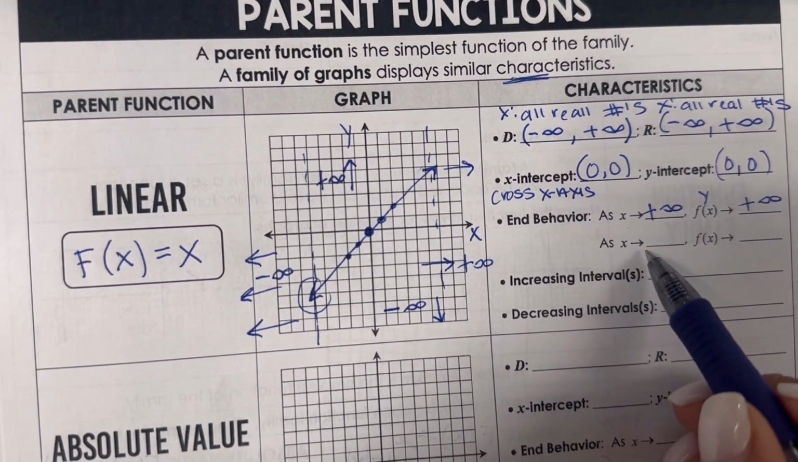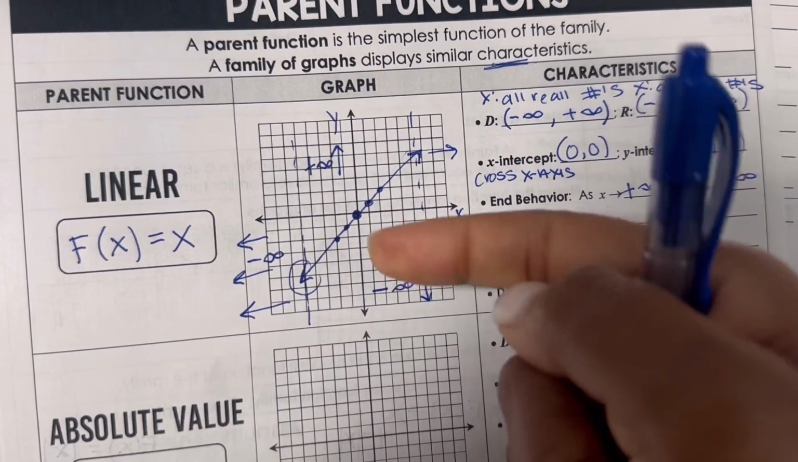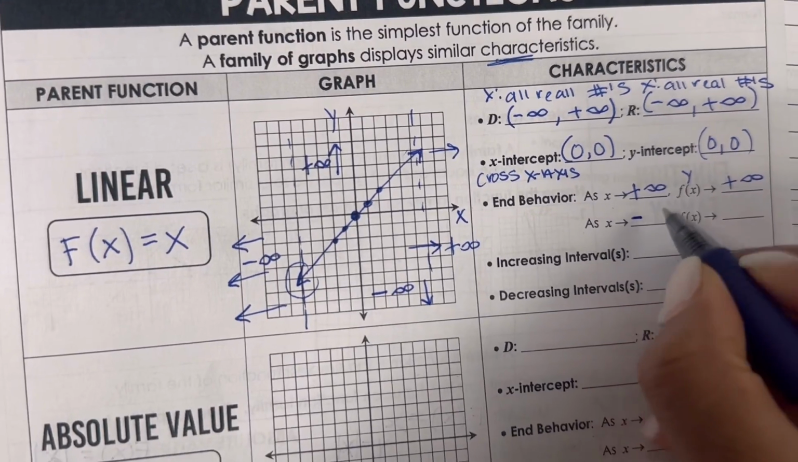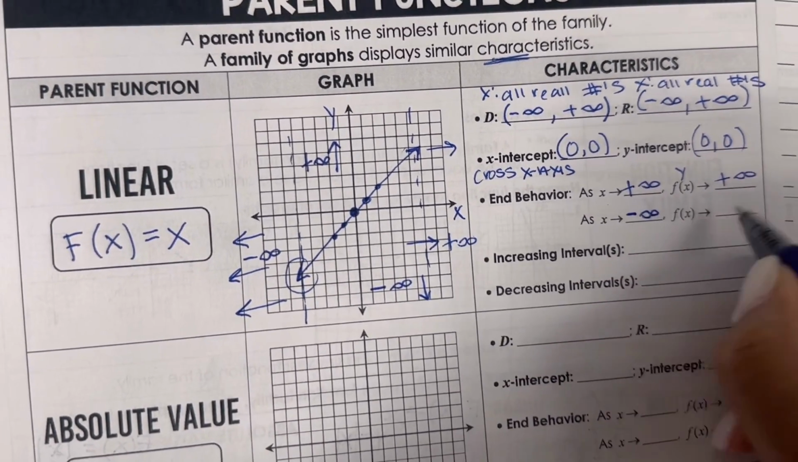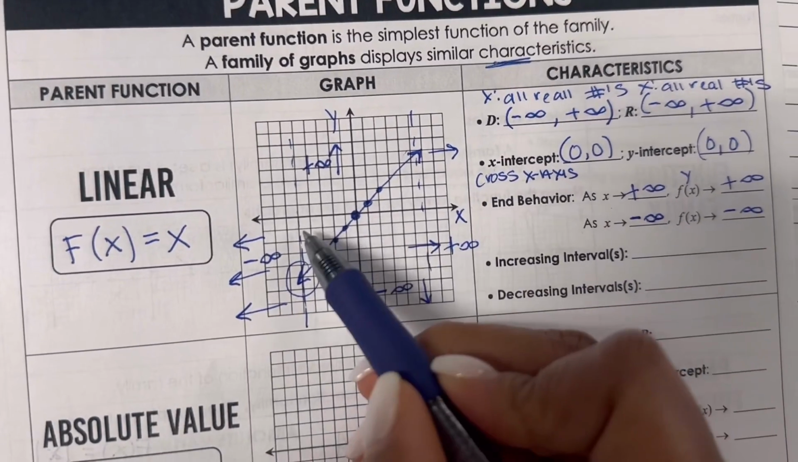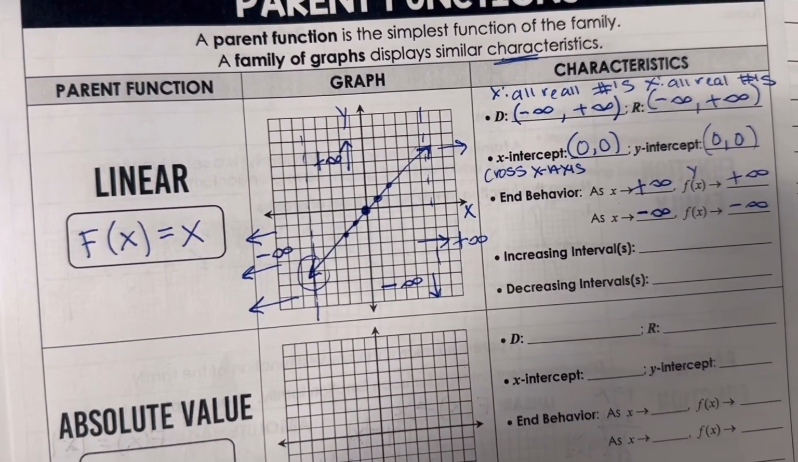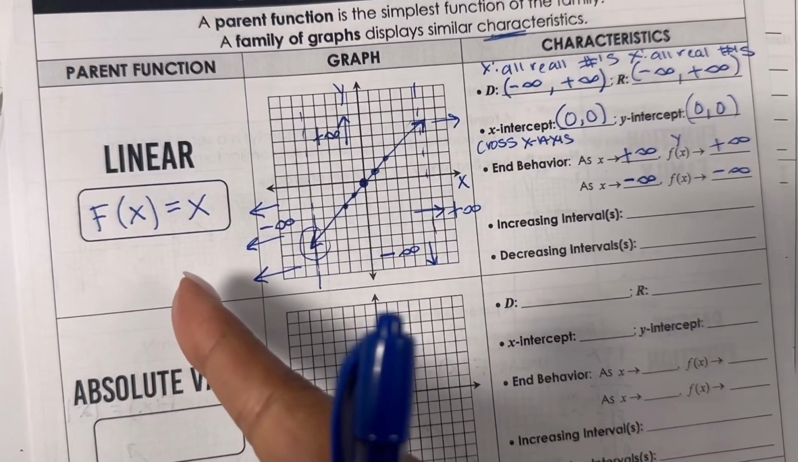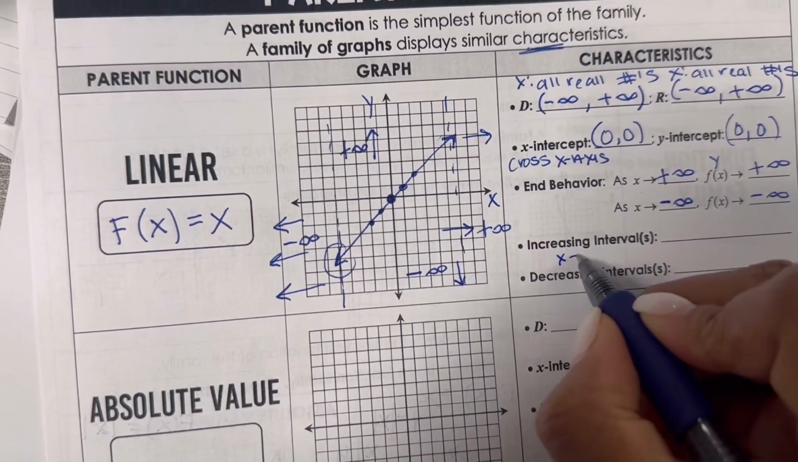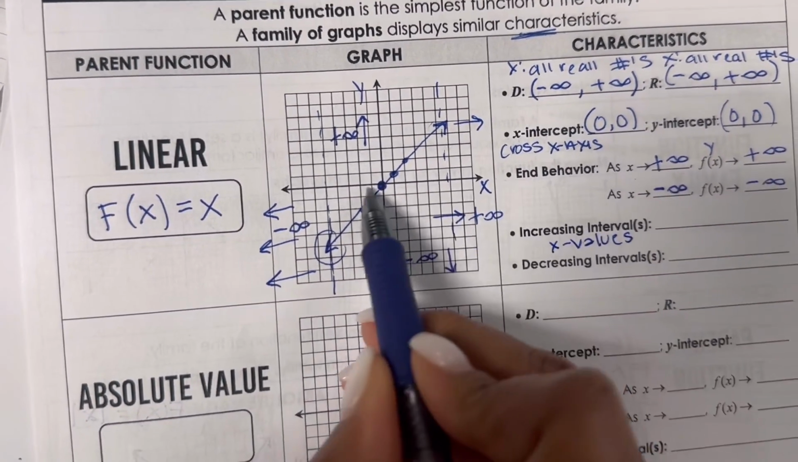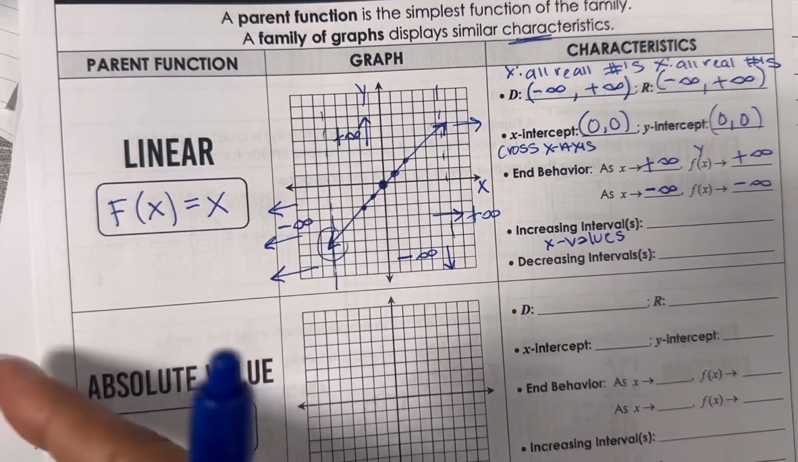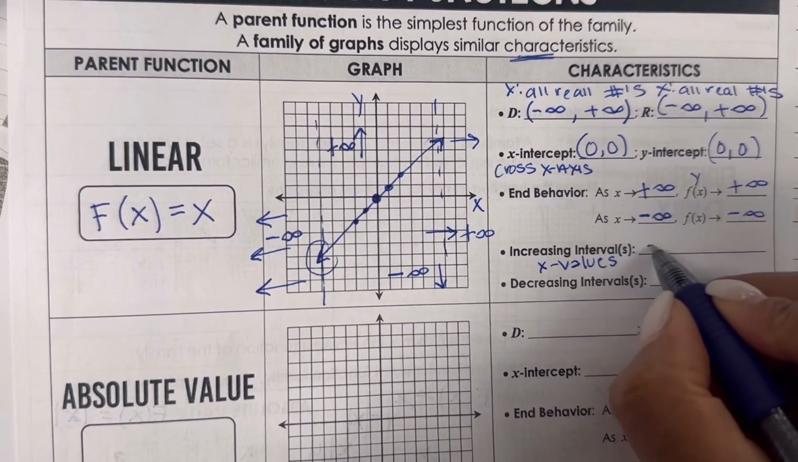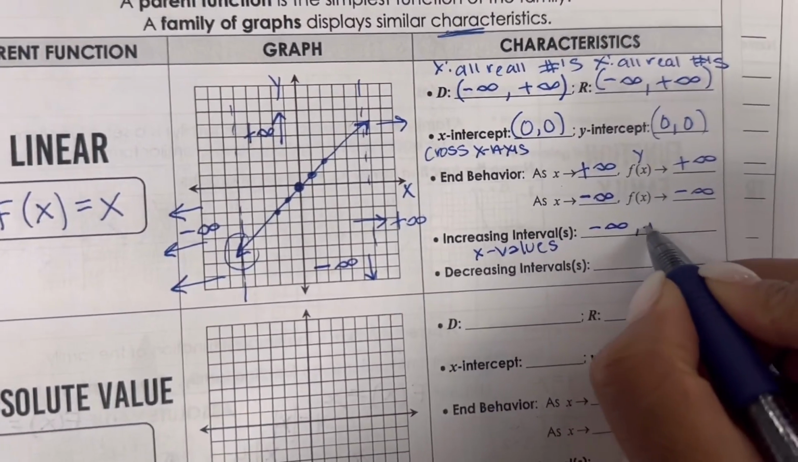And then as x goes left, it's going down to the left. As x goes to the left, it's also going down. As x goes left, it goes down. Increasing intervals. Where does this arrow increase? Well, it increases from negative infinity to positive infinity. These are x values. So it starts on the x-axis way over here and it goes to the right forever. So your increasing intervals are forever and forever.